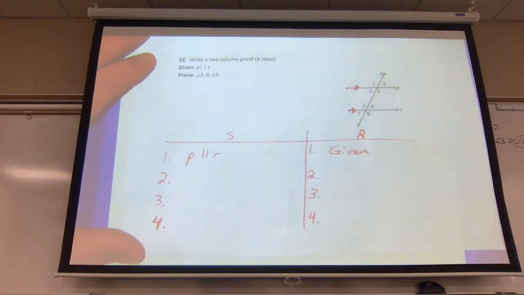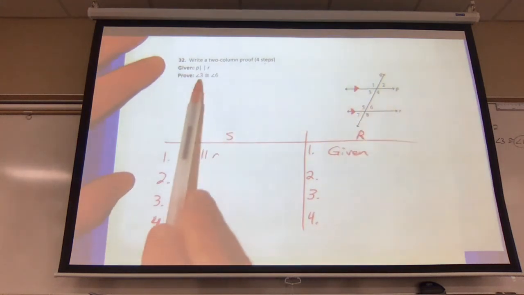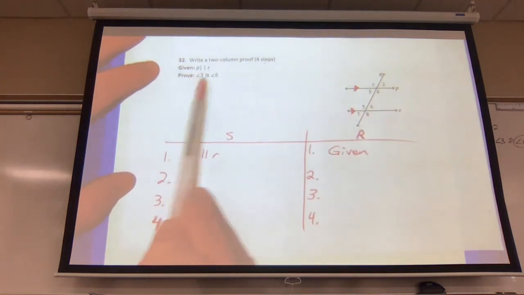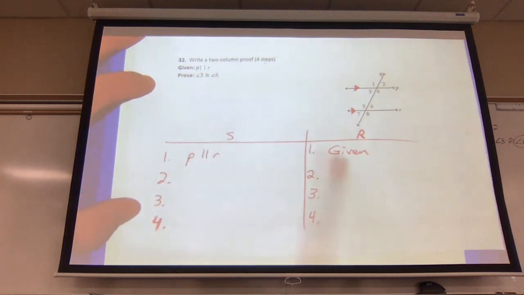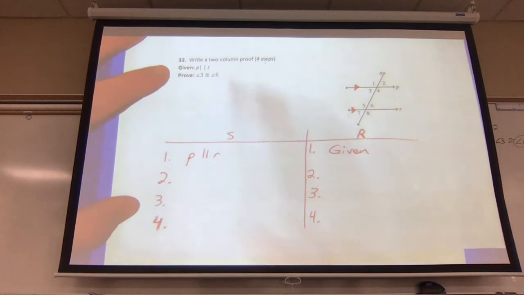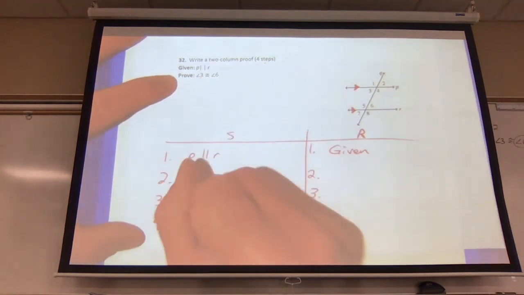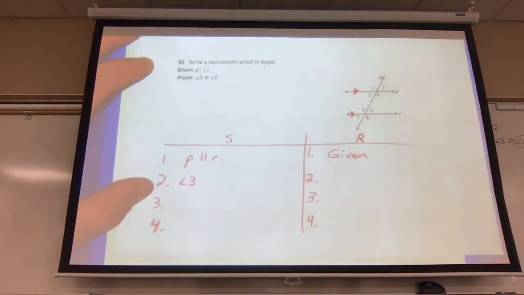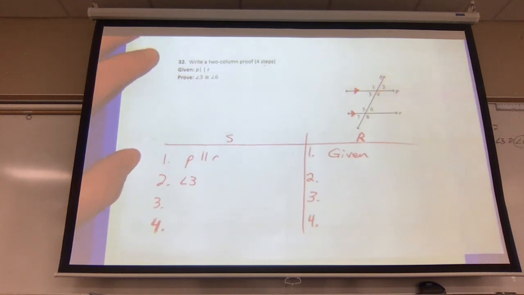There's our first step. For step 2, we want to prove that angle 3 is congruent to angle 6. At this point in our proof, have we got angle 3 into our proof yet? Nope, we don't have angle 6 either. Let's start with angle 3. Looking at your picture, what's one angle? There's more than one way to answer this. What's one angle that angle 3 is congruent to?